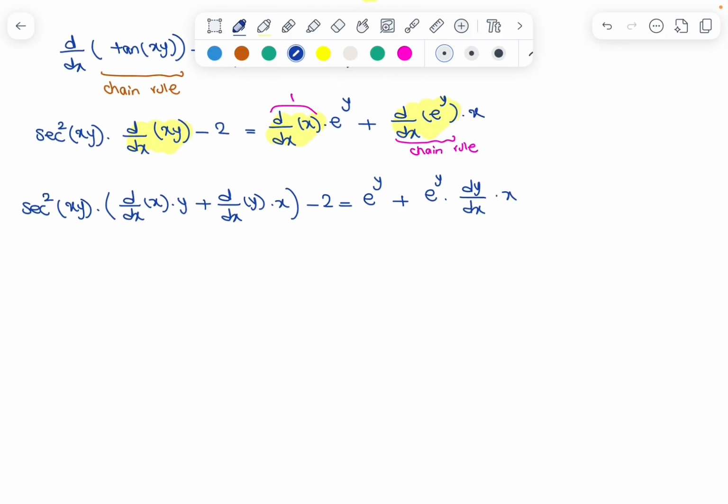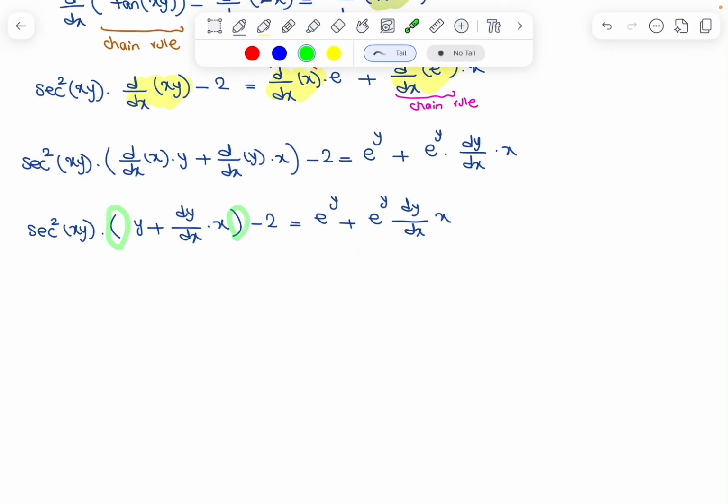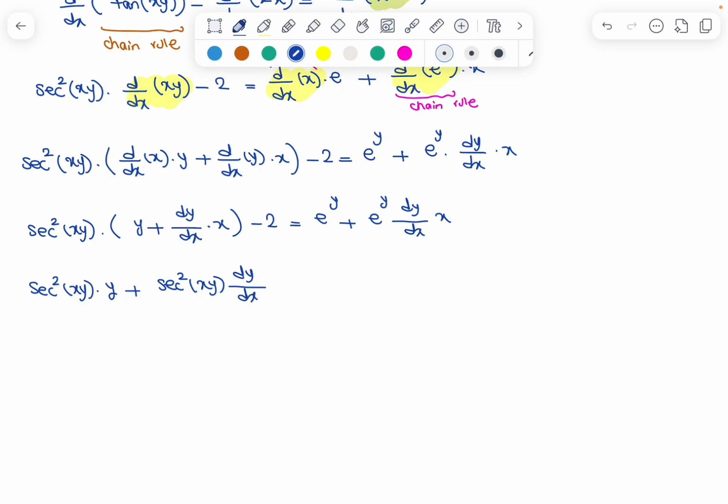So now, as you can see in this step, we need to simplify our expression. We have secant squared of x times y times the derivative of x with respect to x, which is 1. 1 times y is y, plus the derivative of y with respect to x, which is dy/dx, times x, minus 2 is equal to e to the y plus e to the y times dy/dx times x. So now by using the distributive property, you can remove these parentheses. We will get secant squared of x times y times y plus secant squared of x times y times dy/dx times x, minus 2 is equal to e to the y plus e to the y times dy/dx times x.